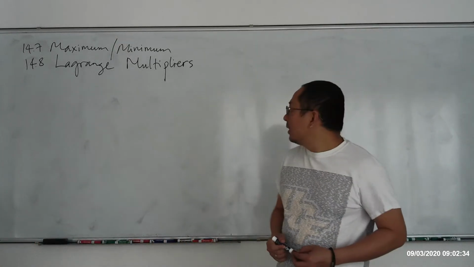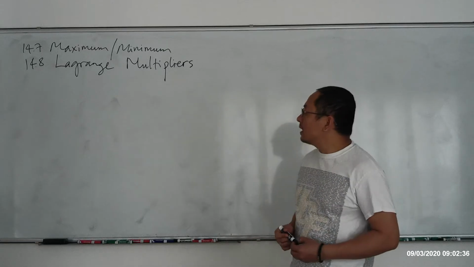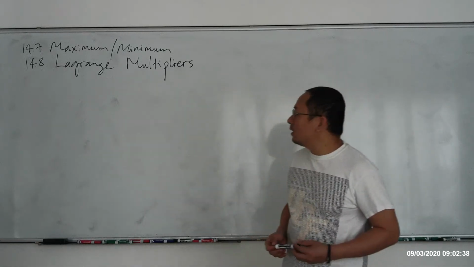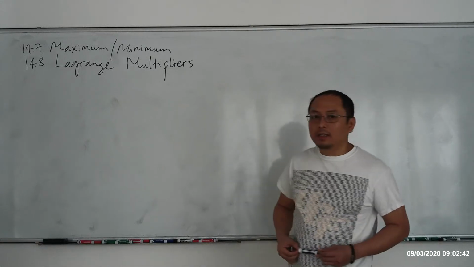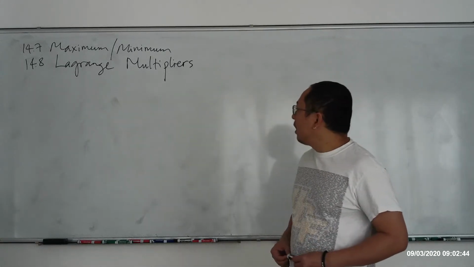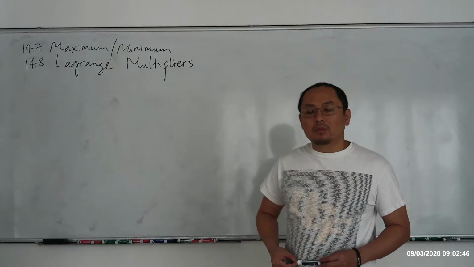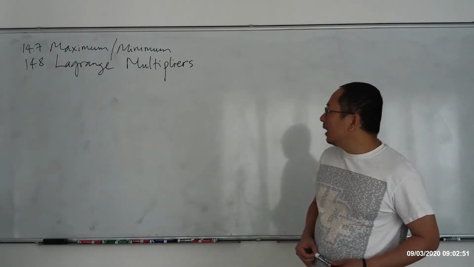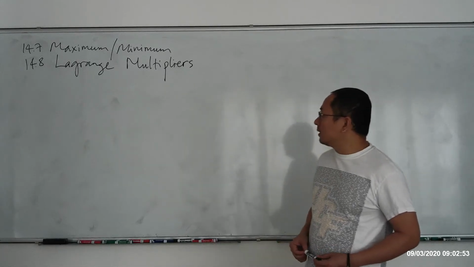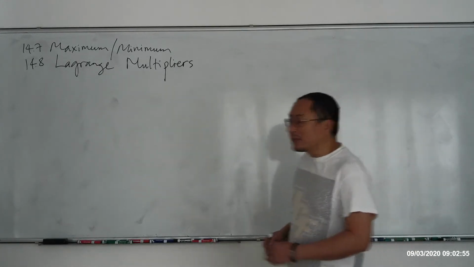Hello everyone. Today I'm gonna cover the last two sections of chapter 14, section 14.7 and section 14.8. They are talking about finding the maximum or minimum values of a given function. Okay, so let's start with section 14.7.